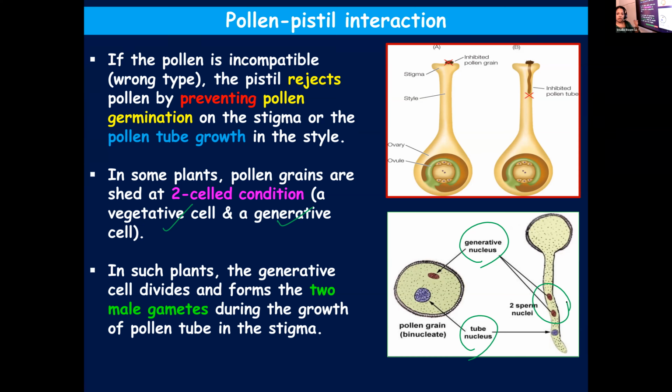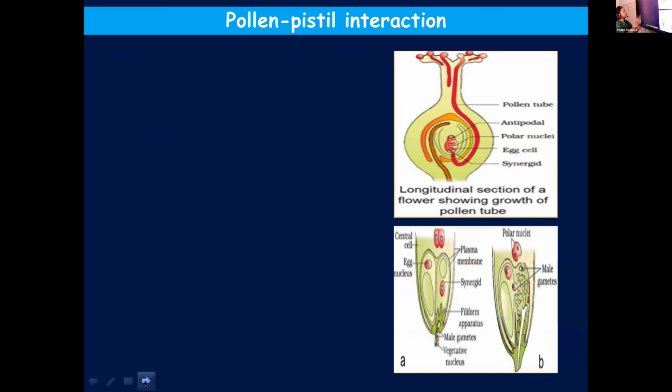Those pollen grains which are shed in the 3-celled stage, there the division of the generative cell to form 2 male gametes will take place before the release of pollen. But in more than 60% of the angiosperms, pollen will be released at the 2-celled stage with a vegetative cell and generative cell. And once the pollen gets germinated and pollen tube formation takes place, at that time the division of the generative cell to form 2 male gametes takes place. Okay? Children, is that okay? Yes, ma'am.